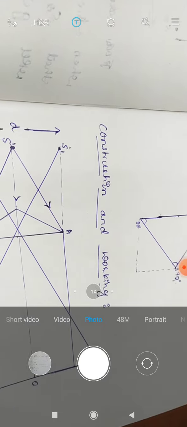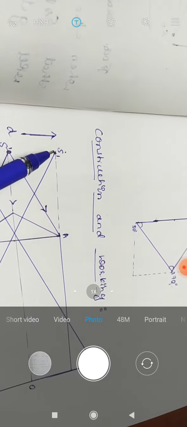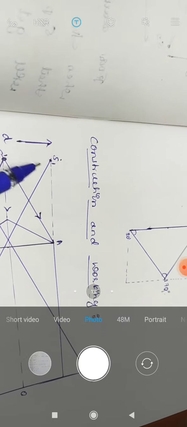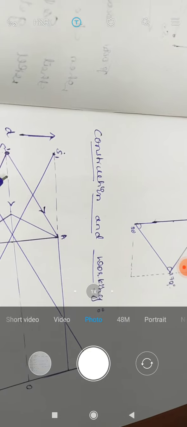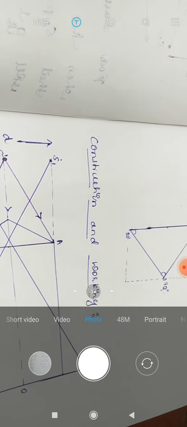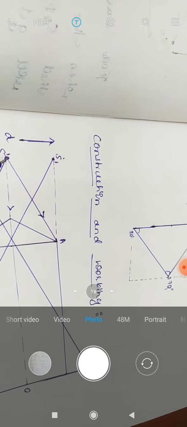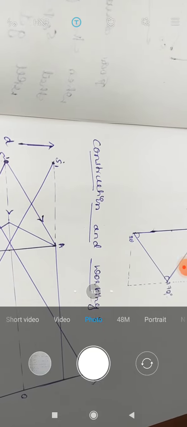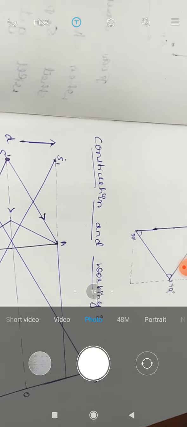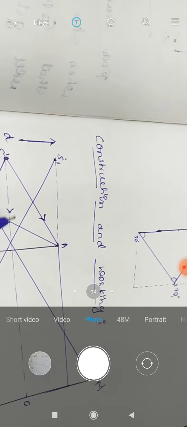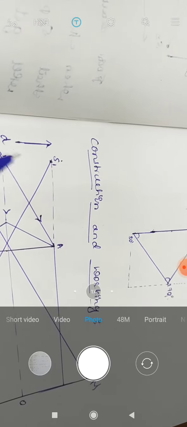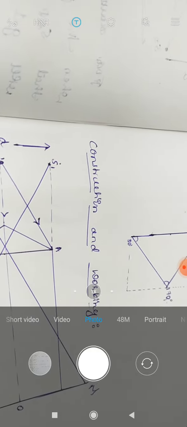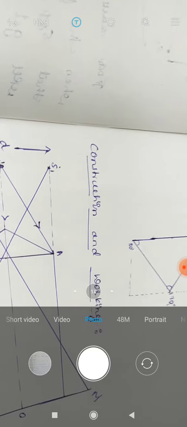This is the original source S. These two are the virtual sources S1 and S2, produced from the actual source S by refraction from the upper and the lower portion of the prism. Thus S1 and S2 act as two virtual coherent sources, derived from the source S.